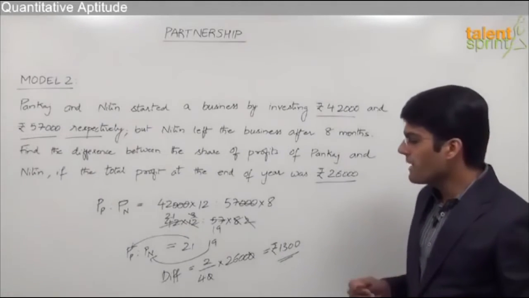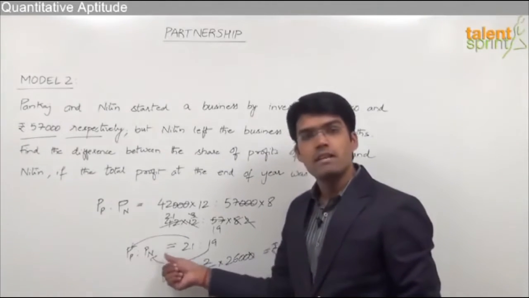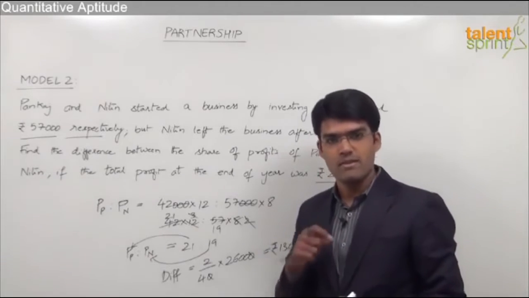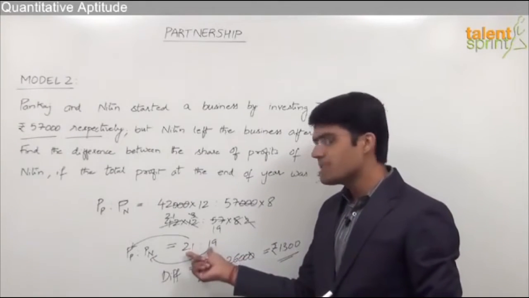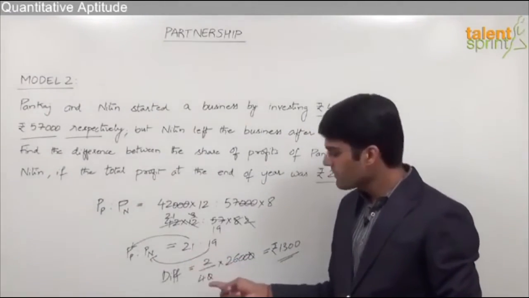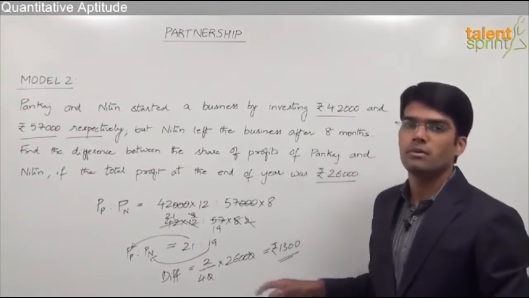So understand that whenever we are supposed to find out the difference, we need not calculate the individual profits. Instead of that, we can simply take the difference between the number of parts shared by them divided by total number of parts into the total profit.